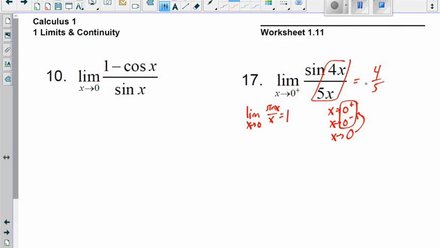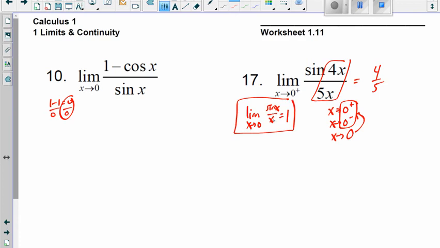So number 10. This one, if you plug in 0, you get 1 minus cosine of 0 is 1. That's 0. Sine of 0 is 0. So there's our 0 over 0. This one is a little bit tricky. There's no way to really simplify what's going on here. We can't factor it. It's not squared, so we can't use a Pythagorean identity. Here's what we're going to do. Remember I said over here, sine x over x gives us 1.